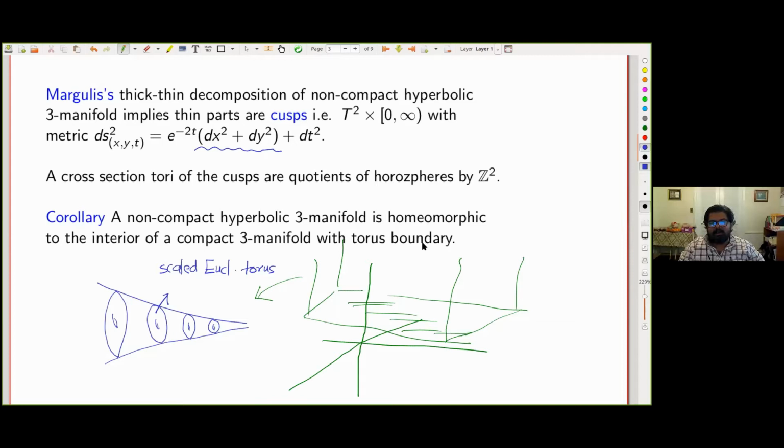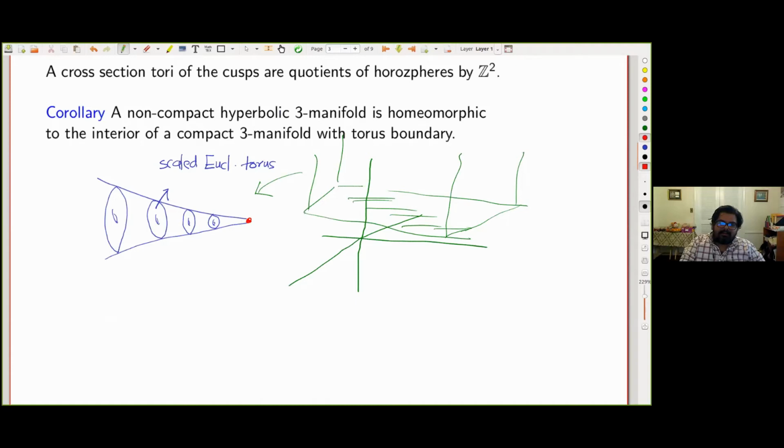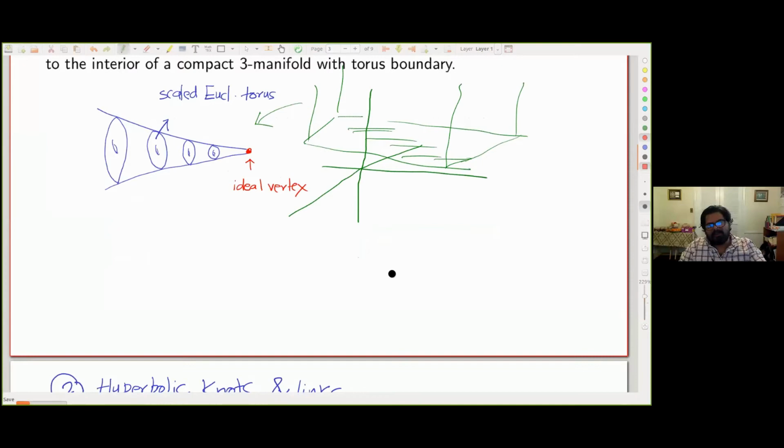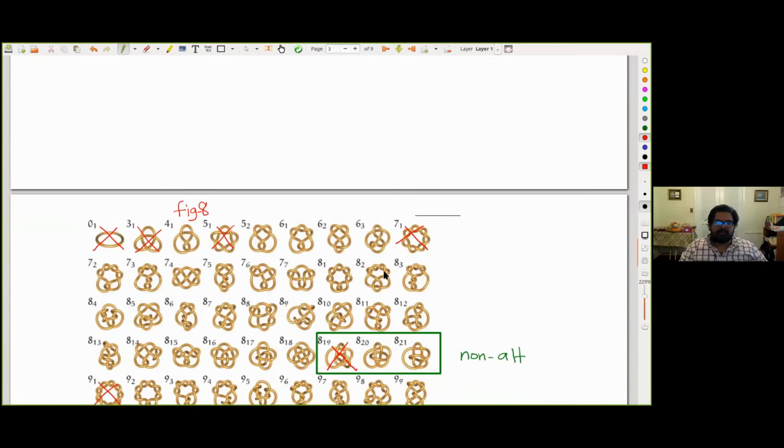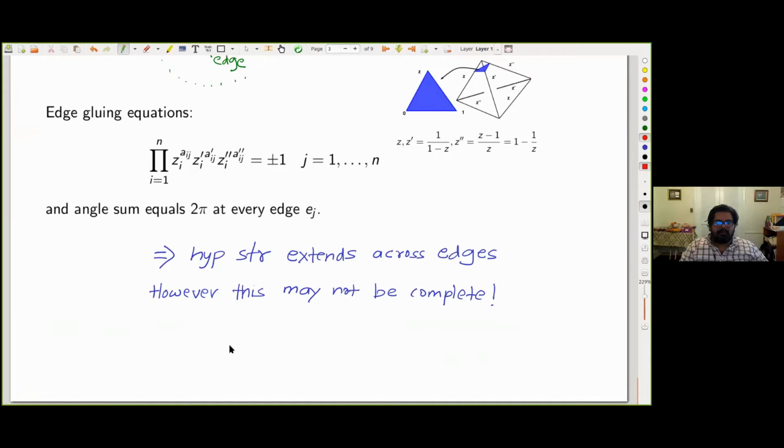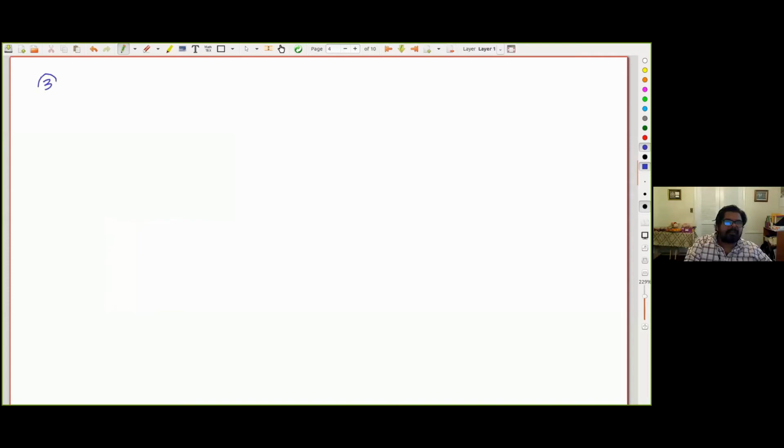So what do we have to do at the vertices? You can think of this as an ideal vertex. So right here is your ideal vertex. So hence there is a completeness criterion coming on here. This is very similar to what happens for surfaces also. If you look at the hyperbolic geometry for surfaces, and if you have a cusp point, very similar things are going on. And so we have to look at vertices. So that's the next part, for the vertices.